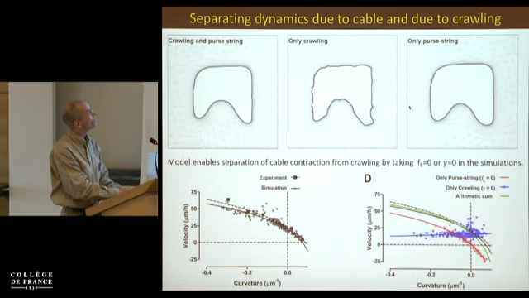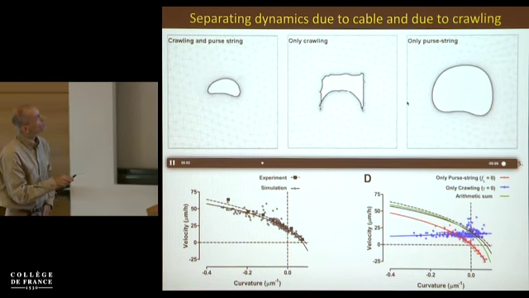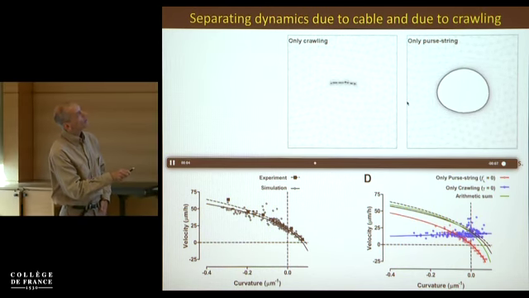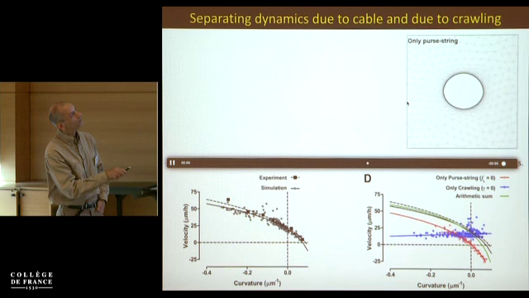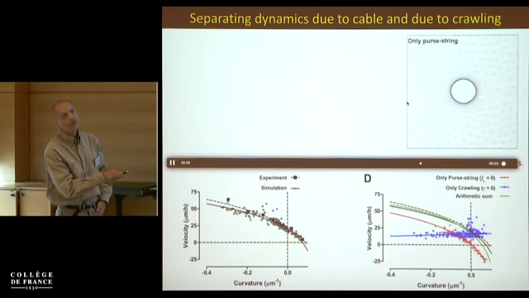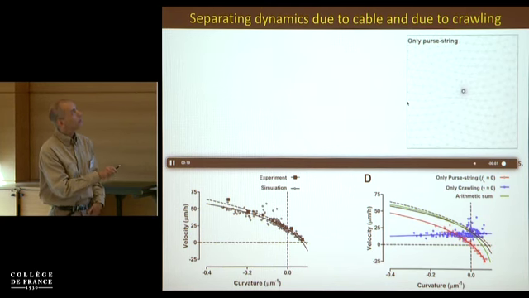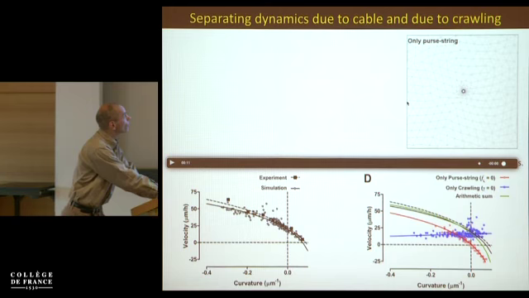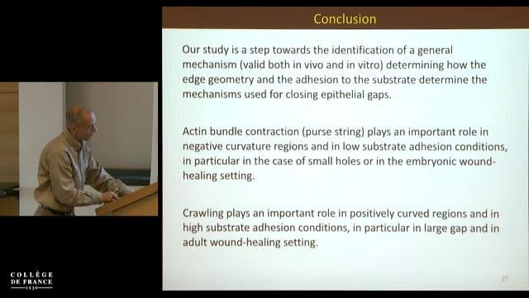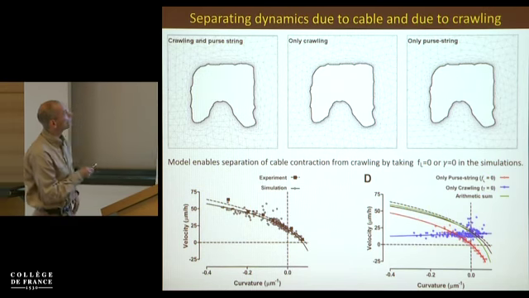And so here you can actually see, and that's one of the nice things about the model, that if you had just crawling, then you would have this type of evolution. If you have just purse string, as you would expect, you just round up and close in a round way. And if you have both of them, you have sort of what you see in the experiments, which is a balance of the two.